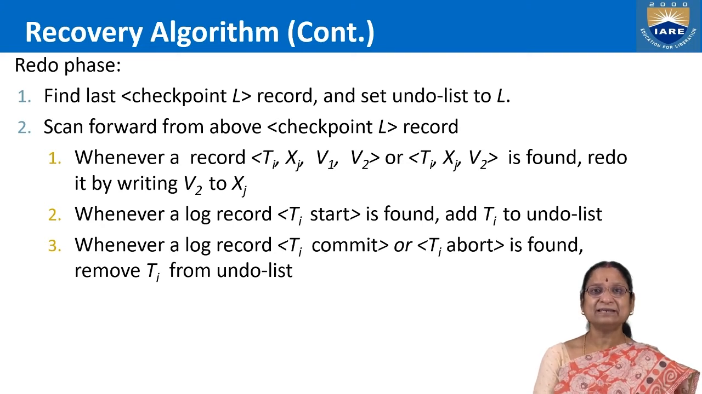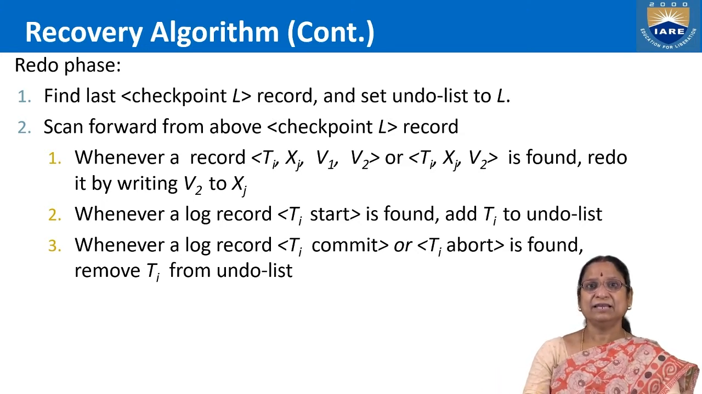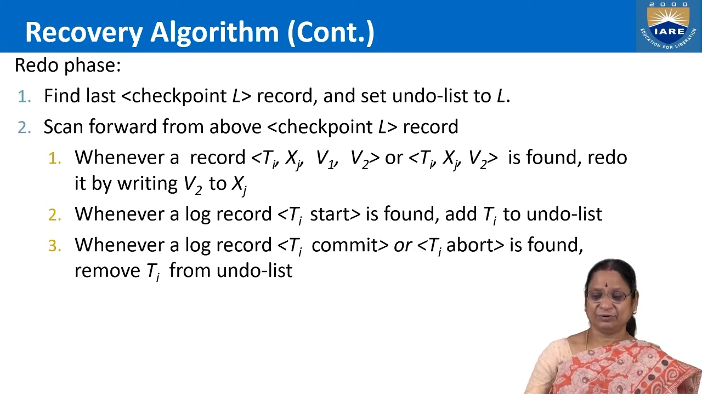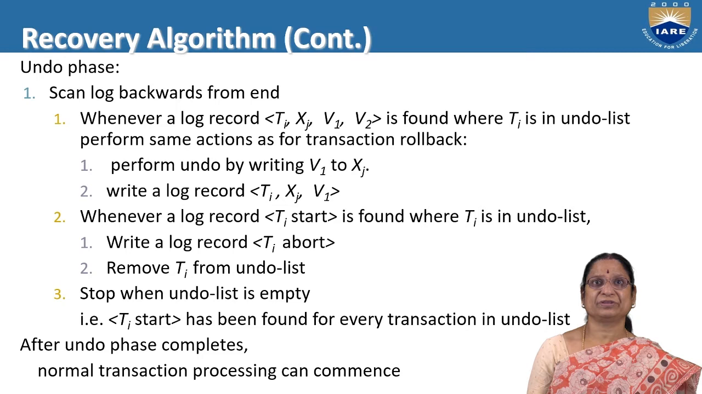But whenever a commit or abort comes, it means the transaction is completed, so redo is enough for us and it is removed from the undo list. Then what is the content of our undo list now? Only the transactions which are started but not completed, meaning not committed or aborted. Those transactions are going to be undone from this undo list.